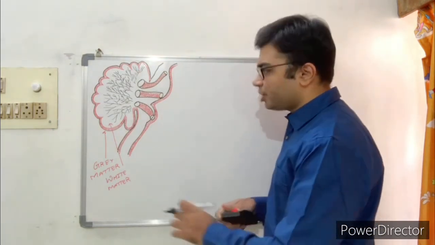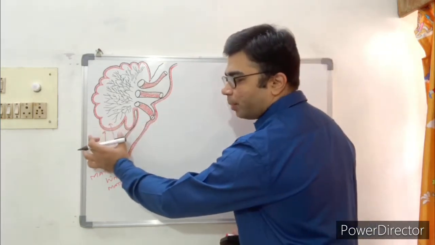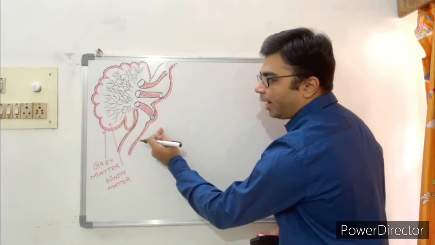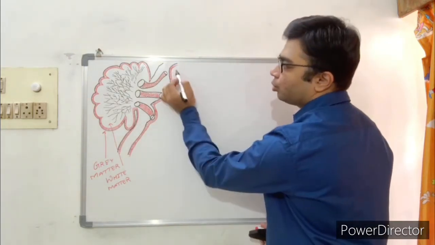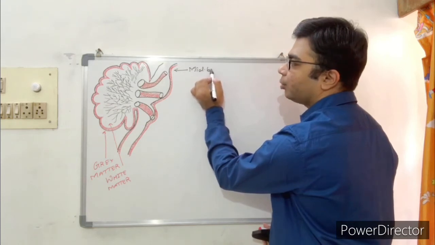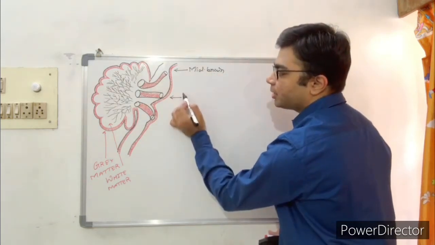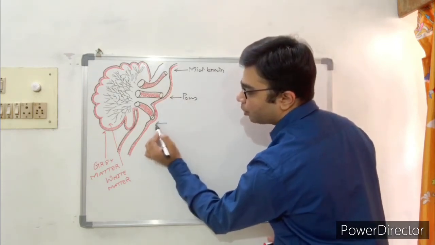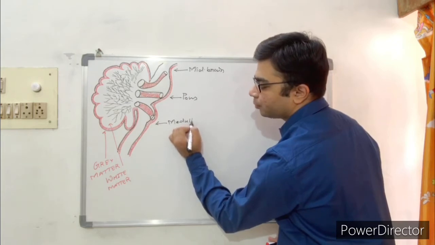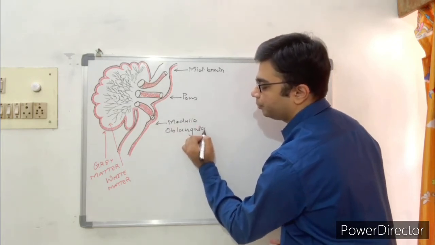As we know the relation of the cerebellum, it occupies a space in the posterior cranial fossa. Just anterior to that is the brainstem. In the brainstem, the uppermost part is the midbrain. Let me write it over here, that is the midbrain. Inferior to the midbrain lies the pons, and the lowermost portion of the brainstem is the medulla oblongata.